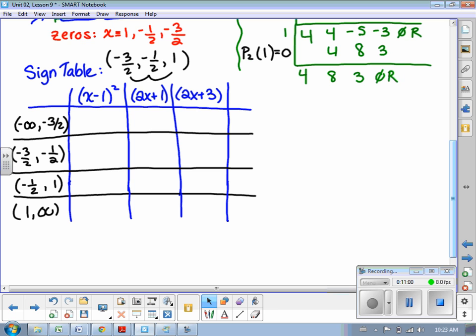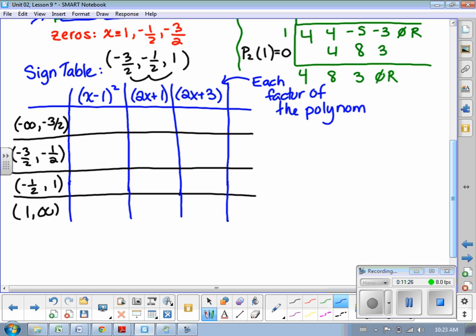Now what we are going to do is fill in this table, but we're not going to put numbers. We're just going to put plus and minus signs. So I'm just going to write here for your note, all of these blue things were all the factors, and all of the black sections came from the zeros.